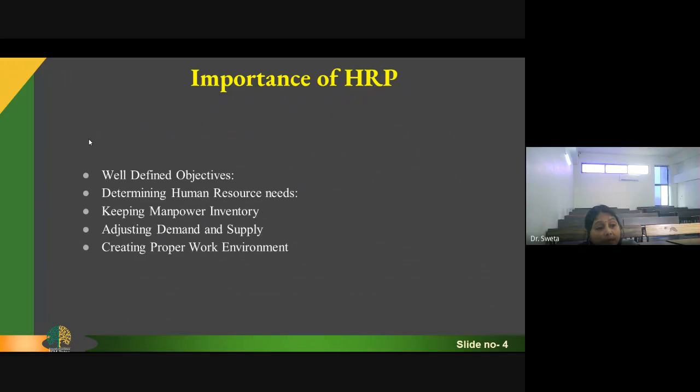Next is adjusting demand and supply. There must be proper adjustment of demand and supply, because in case the organization is facing a scarcity of employees, that may affect the productivity of the organization. Or in case there is a surplus number of employees, there may be a financial burden on the organization. So there must be an adjustment in the demand and supply of manpower. And the last one is that it tends to create a proper work environment in the organization by creating a balance between the manpower that is available in the organization.